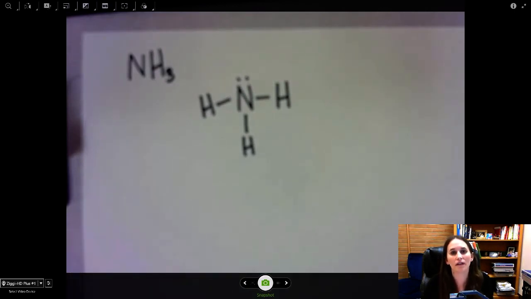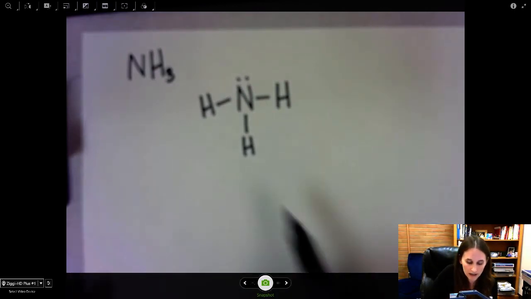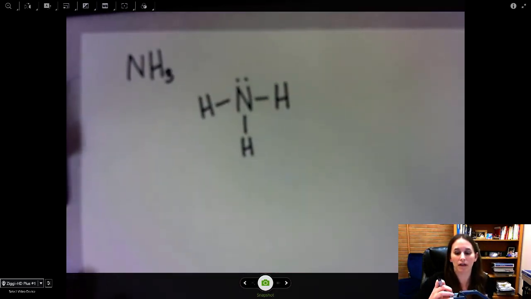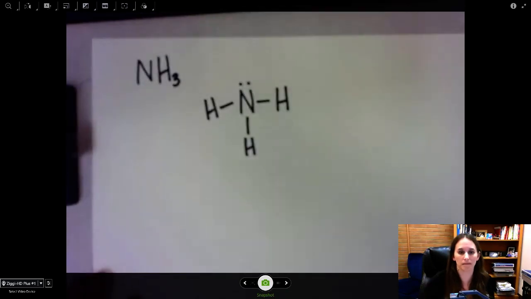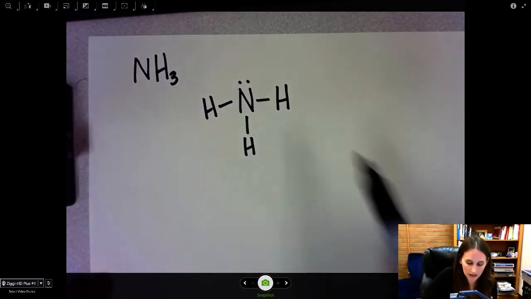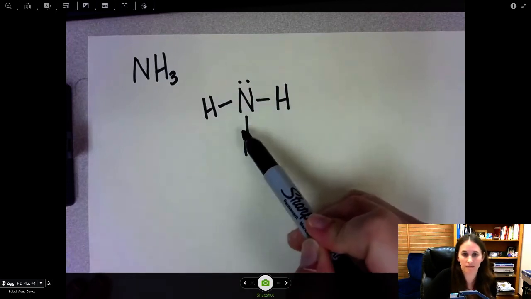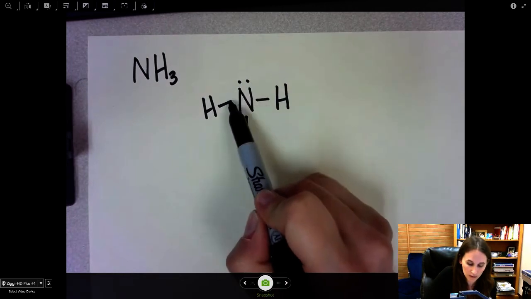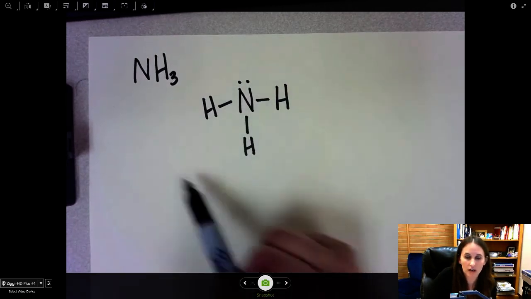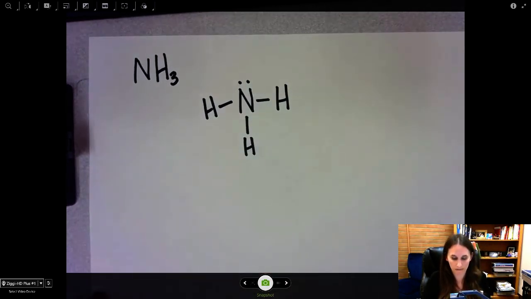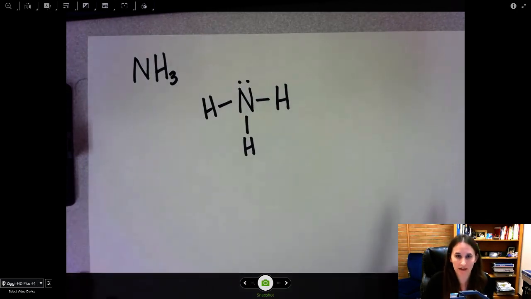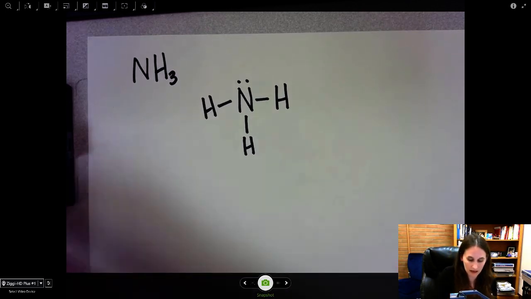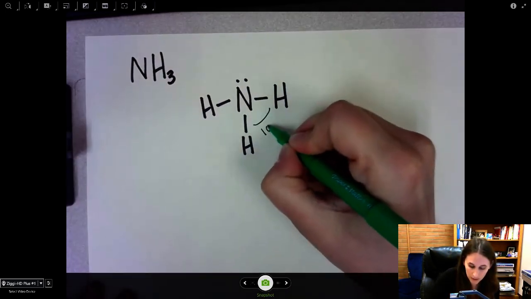So consider our octet rule. Our hydrogens have full valence shells because they each have 2, so they're isoelectronic with helium. And nitrogen, 2, 4, 6, 8. Nitrogen originally had 5 valence electrons, these 2, and then 1 of each of these, and through sharing, it fills its octet. So you would expect by looking at this, going back to our tetrahedral, that we would expect to see this have a bond angle of about 109.5, right?